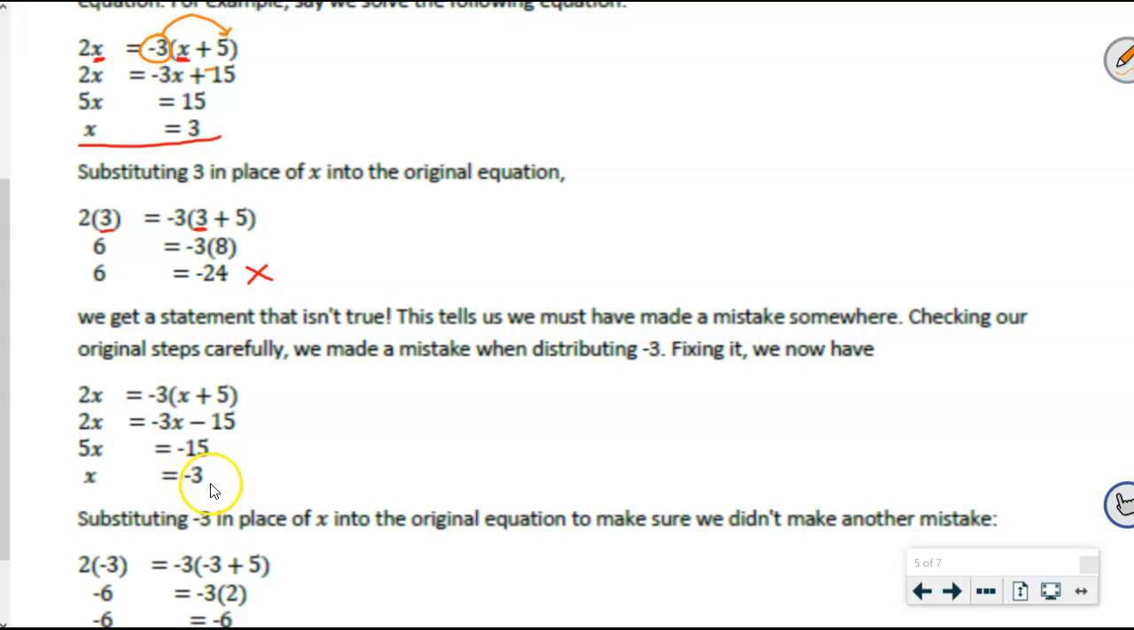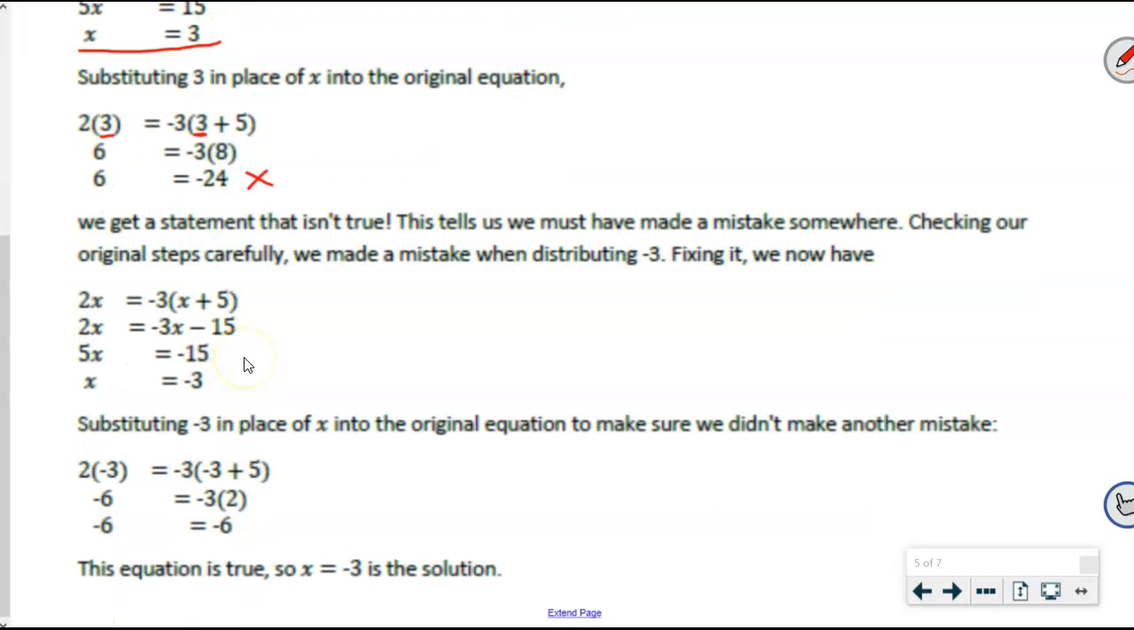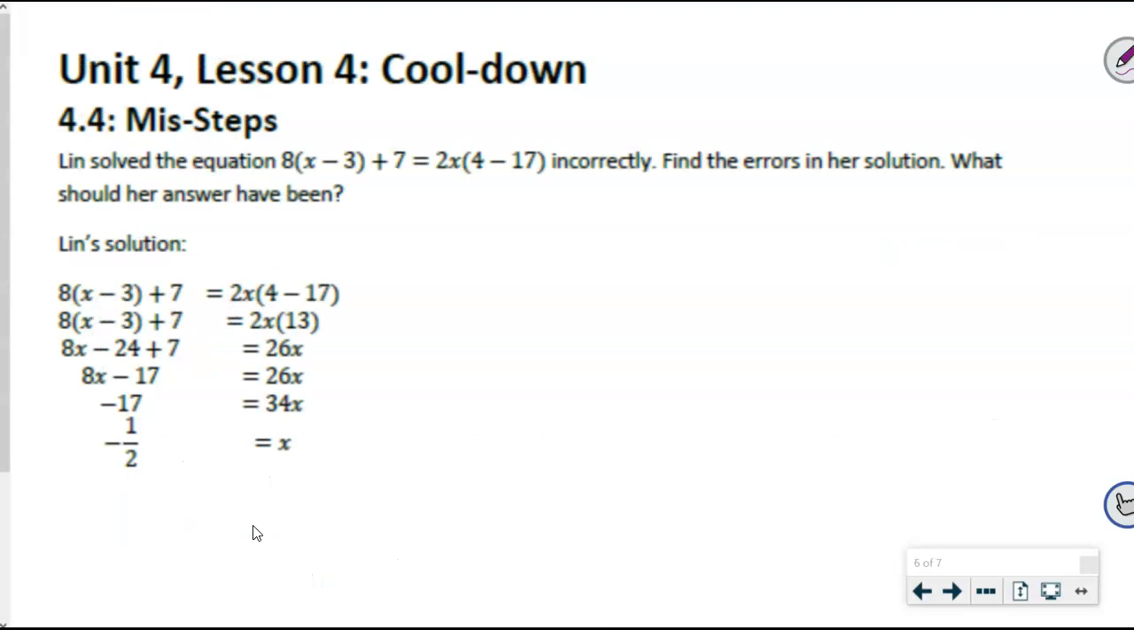Divide each side by 5, now we get x is equal to negative 3. When we substitute that negative 3 in, so again, x is negative 3, I get a true statement. 2 times negative 3 is negative 6. Plugging that in, negative 3 plus 5 is 2, and 2 times negative 3, that time we got negative 6 on each side. That equation is true. So x is equal to negative 3 is the solution.